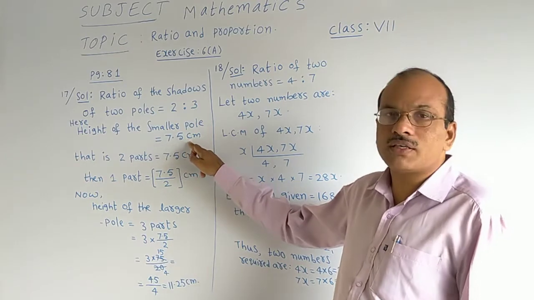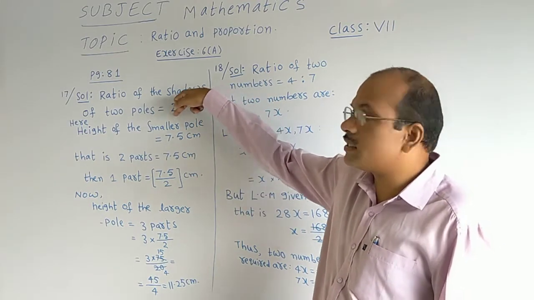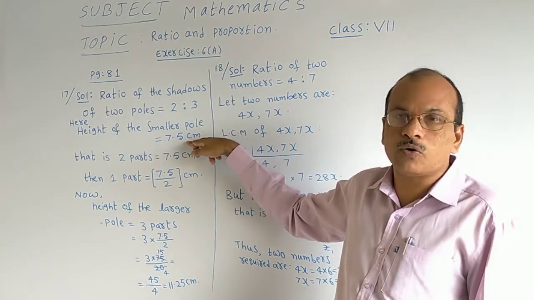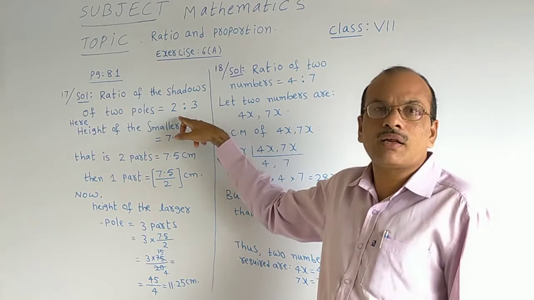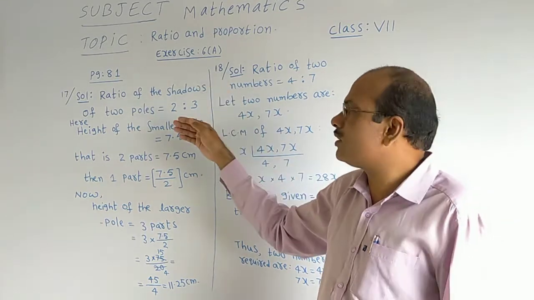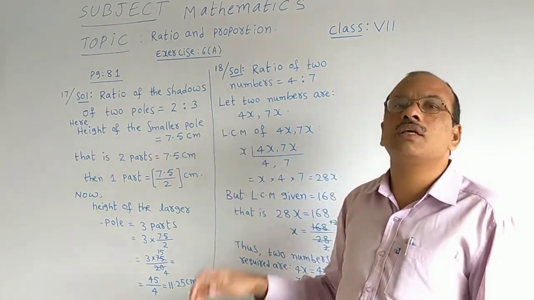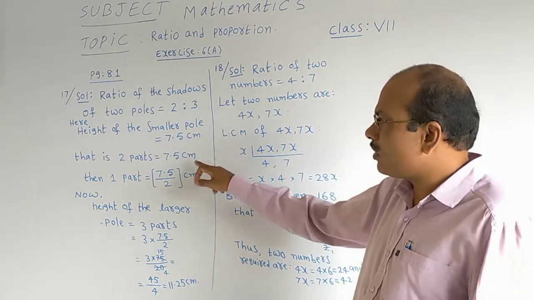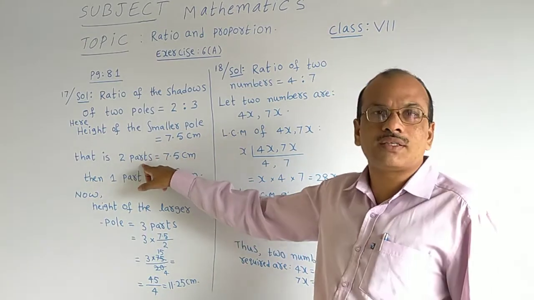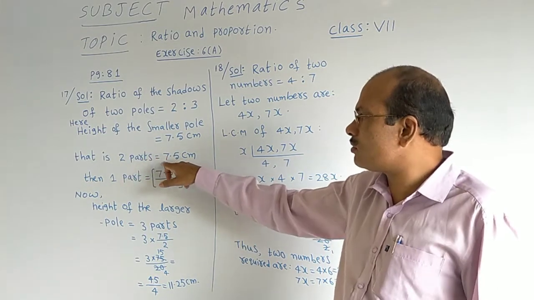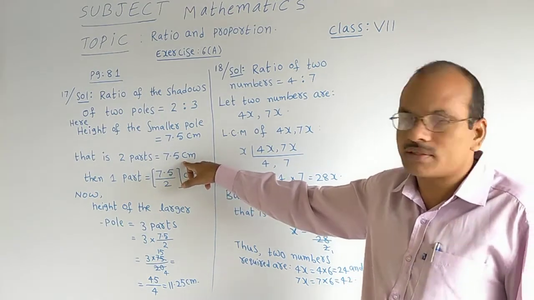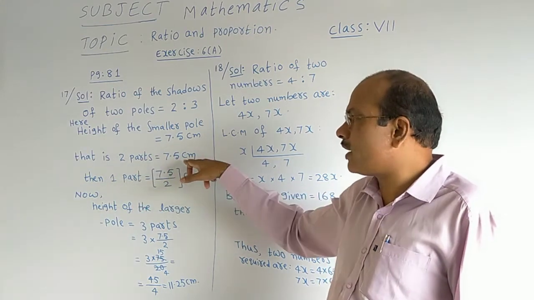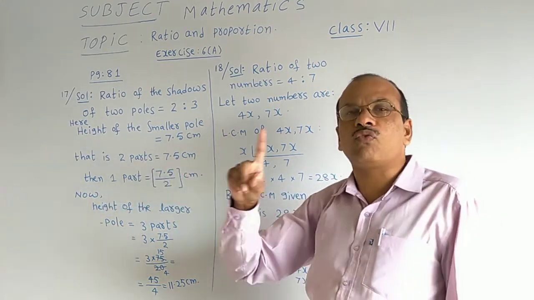7.5 centimeters is given as the height of the smaller pole. When this is given for the smaller pole, in the ratio the smaller value is 2 only, and that 2 has a relation with this 7.5 centimeters. That is the way we have to identify. So I have written that 2 parts from the ratio is equal to 7.5 centimeters. Then 1 part is equal to that much divided by 2 parts. We want to find out the 1 part value.